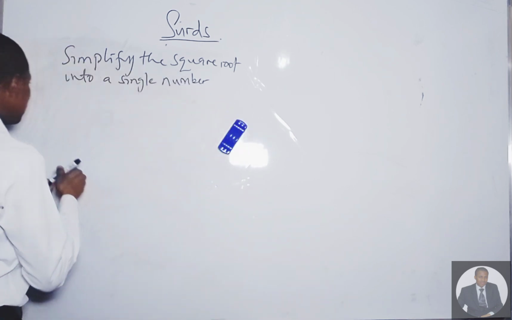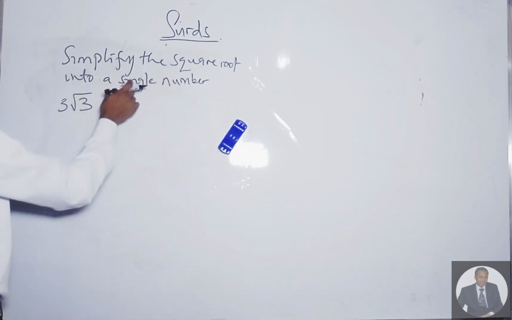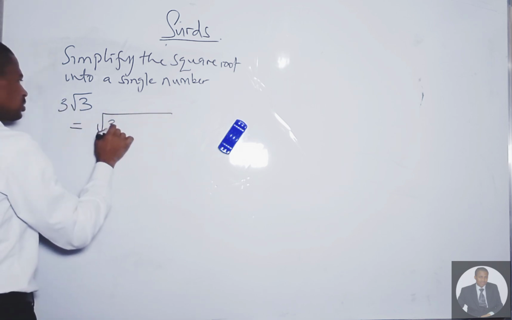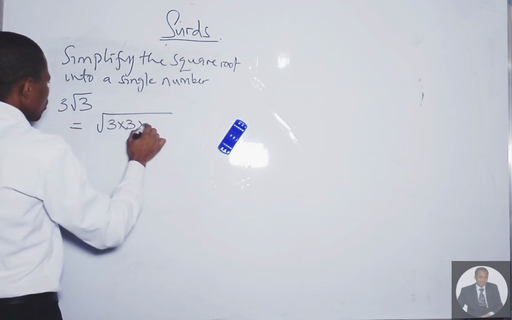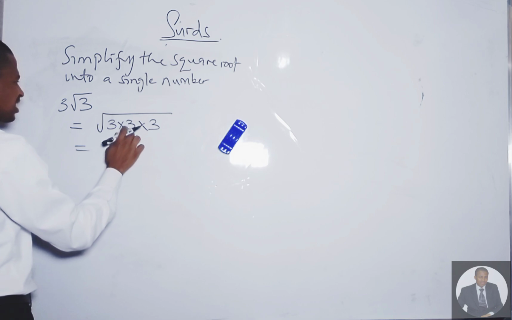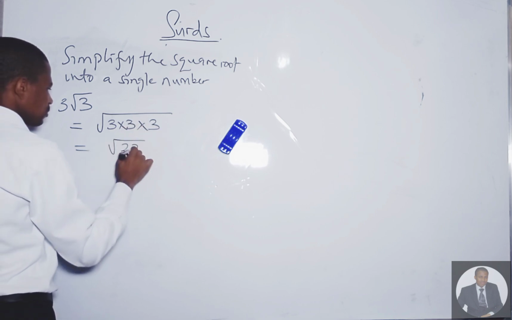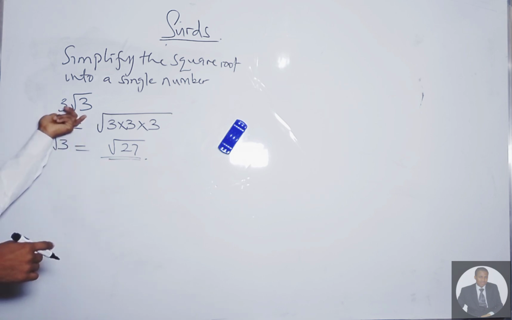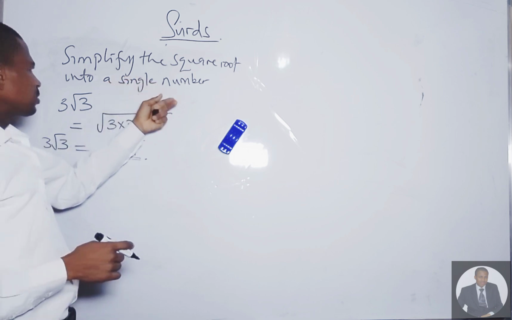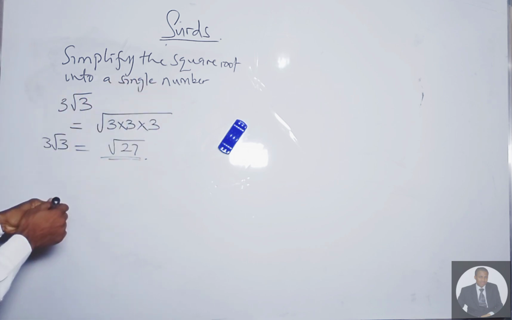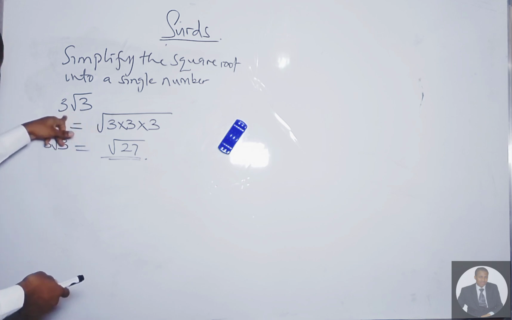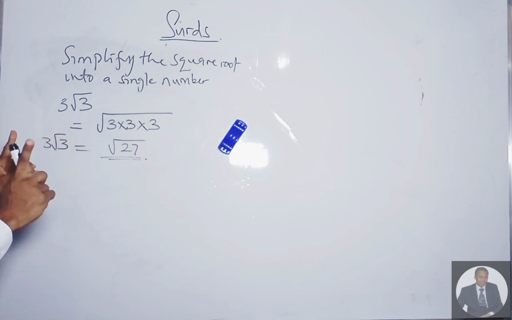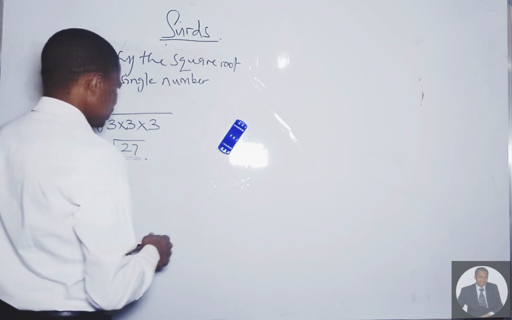Let's look at another question. 3 root 3. Simplify this square root into a single number. What do we have? This will be 3 times 3, then times what is under the root. 3 times 3, 9. 9 times 3 is 27. So 3 root 3 is the same thing as root 27. So if we are given a surd and we are asked to simplify it into a single number, what we do is that the number outside the surd will multiply by itself, and then we put the number within the surd singly the way it is, and then we multiply that way.